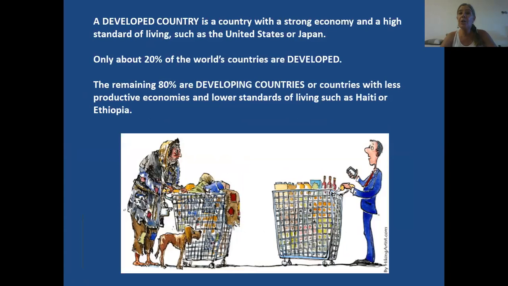A developed country is a country with a strong economy and a high standard of living, such as the United States or Japan. That means that most people live very comfortably. They have all their goods and needs. They have health care. They have everything they need for a very comfortable life.